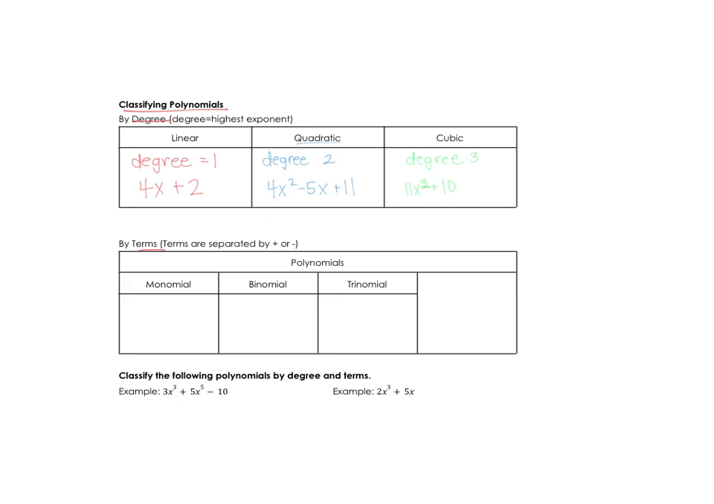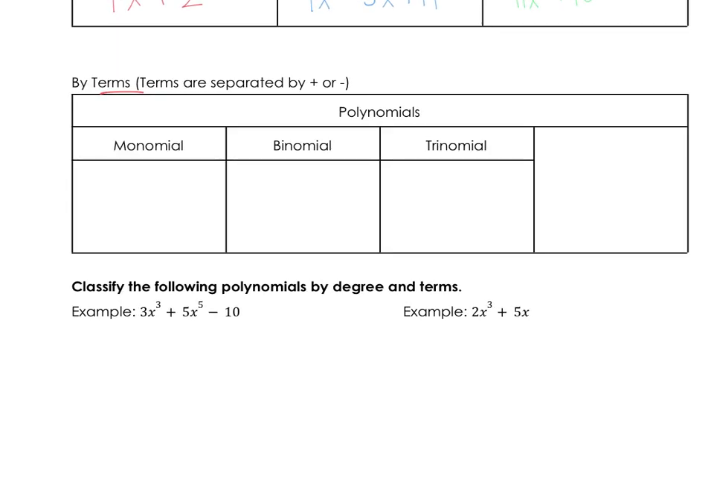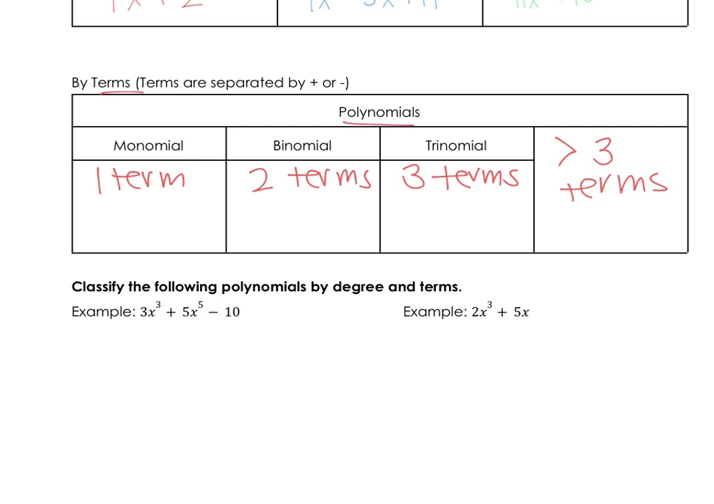So the other way that we can describe polynomials is by how many terms they have. It is considered a monomial if it has one term, a binomial if it has 2 terms, and a trinomial if it has 3 terms. If it has more than 3 terms, we would just call it a polynomial. Now that doesn't mean that a monomial, binomial, and trinomial are not polynomials. These all are polynomials, but we don't have a special name when we're talking about greater than 3 terms.